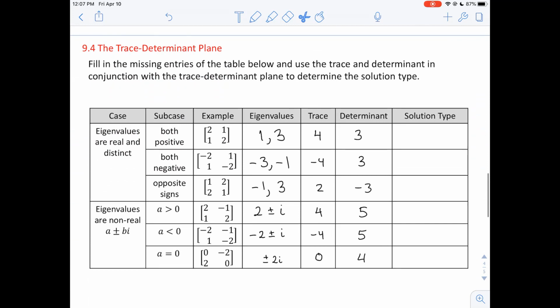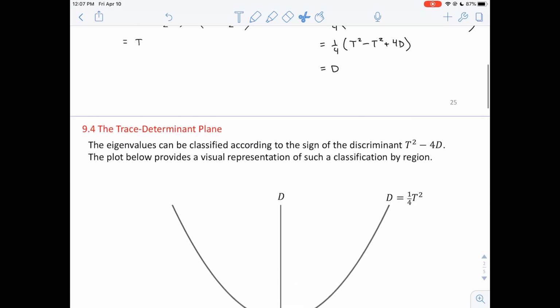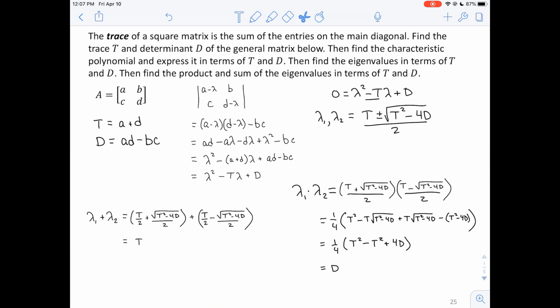Now let's talk about the different solution types by creating what's called the trace-determinant plane. The kinds of eigenvalues you're going to get determine the nature of the solutions, right? Whether we had spiral sources or spiral sinks or a center or a saddle or a nodal sink or a nodal source. And the types of eigenvalues, whether they were real or not real, were determined by the discriminant, right? The part that's inside this radical, this t squared minus 4d.